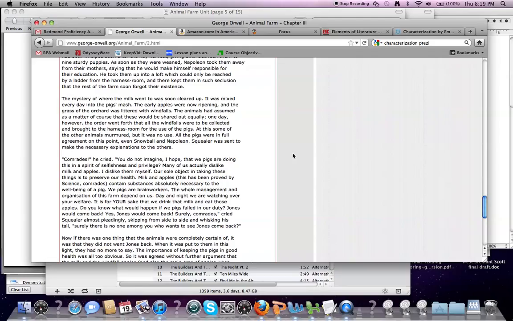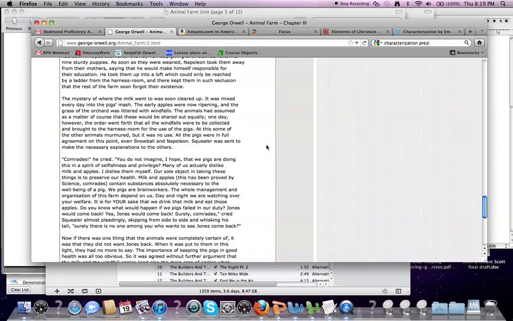And so the other animals murmured, but it was no use. All the pigs were in full agreement on this point. And if you notice, it's all the pigs. It doesn't say the animals, it's all the pigs. And that doesn't really make sense in true socialism, because in true socialism, the idea is that the government and the people, everything's owned together. You'd think that everybody would have a say, but obviously not here. All the pigs were in full agreement on this point, even Snowball and Napoleon.